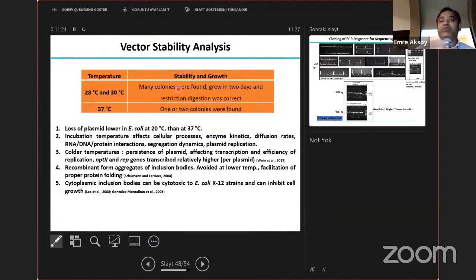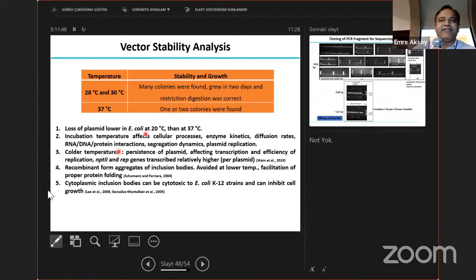Also, we were really new. We were trying to adopt a conventional cloning procedure, and we were always incubating our plates at 37. But what we learned is that by lowering the temperature to 28 or 30, you get better colonies and more correct clones. At 37, we were getting one or two colonies, or sometimes none.